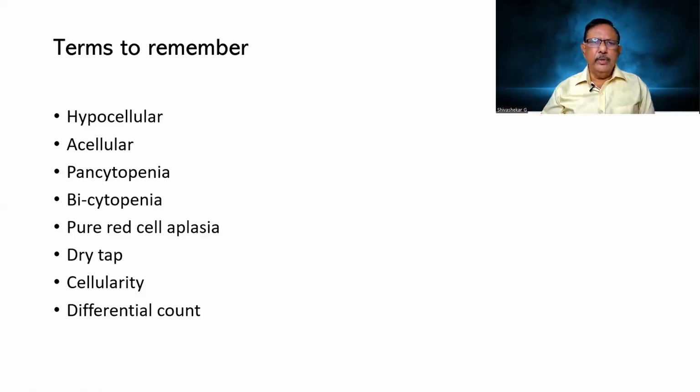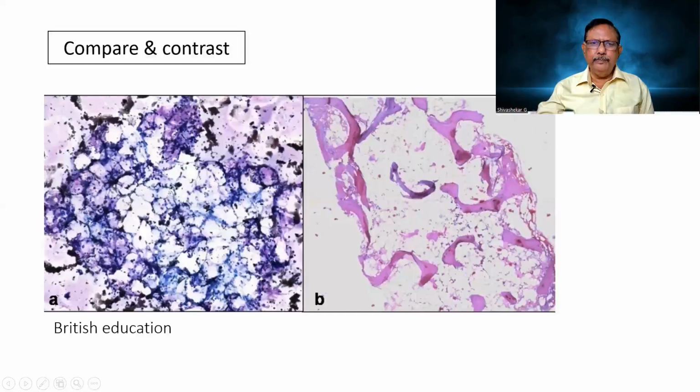Dry tap. So obviously you try to aspirate, you don't get any material. This can happen in a case of aplastic anemia. But a contradictory experience, sometimes a hypercellular marrow can also lead to a dry tap because too many cells come and block the needle. You'll have to withdraw and go in a different direction. Cellularity, which is markedly reduced. And differential count, as I told you, you will find fewer of the normal cells and it will be replaced by relative replacement by lymphocytes and plasma cells. So these are some terms which we should remember.